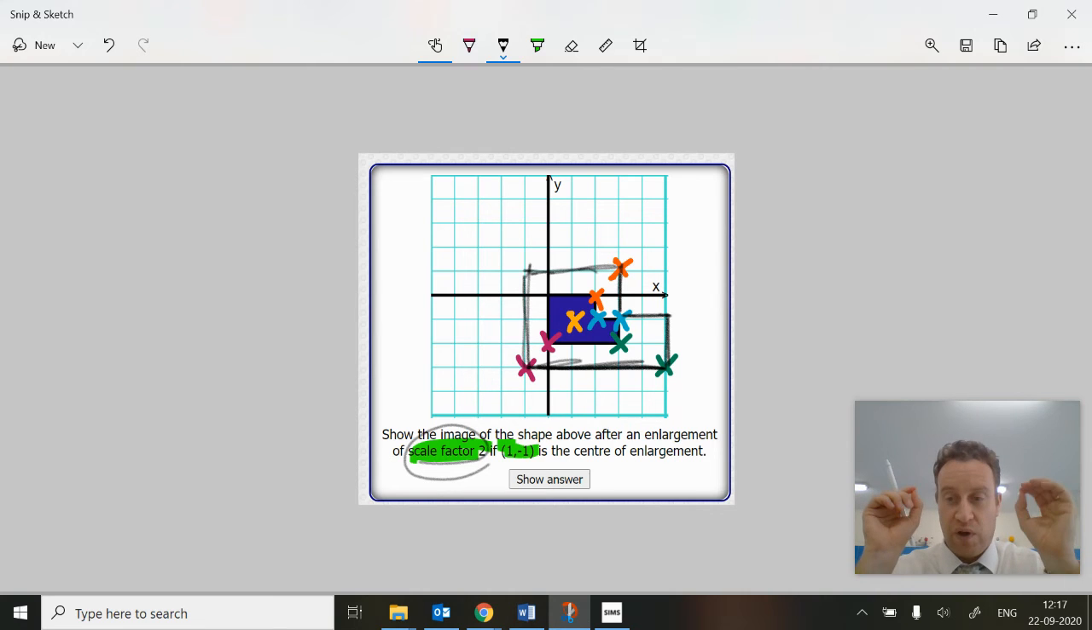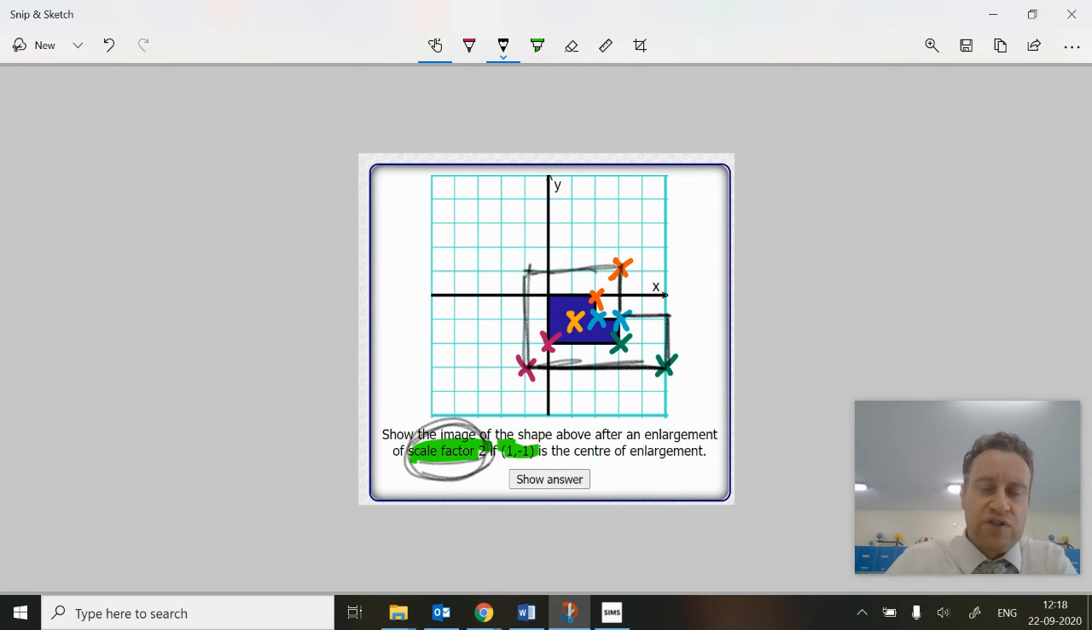So to recap, we're going to need to put the center of enlargement in, and then we're going to need to take all of our points twice as far away from that center of enlargement. Some of them will be easy to do. Some of them you'll have to do with kind of L's by counting down and across. Okay, now obviously this is a scale factor of 2, but likewise you could have a scale factor of 3.